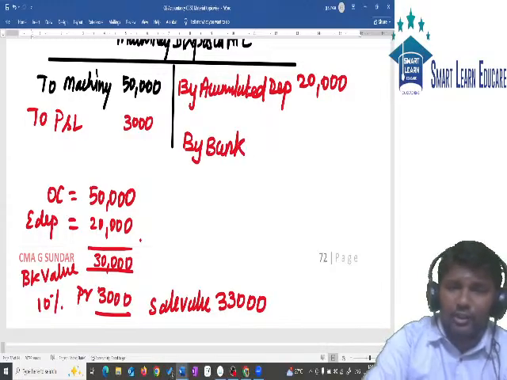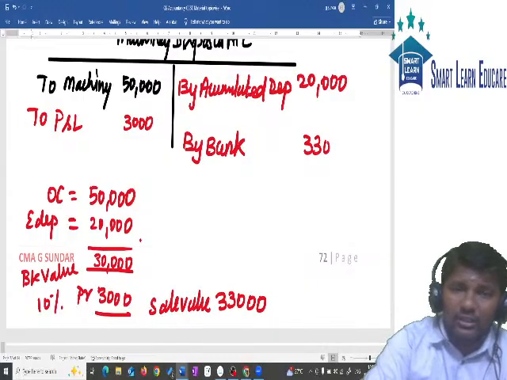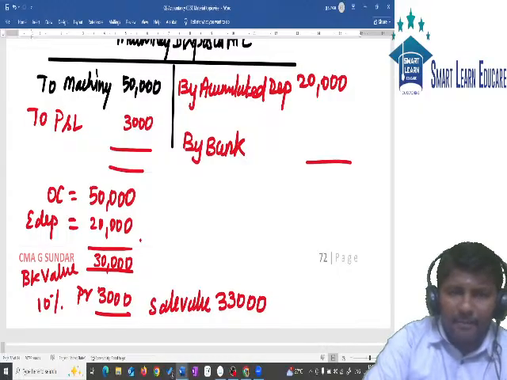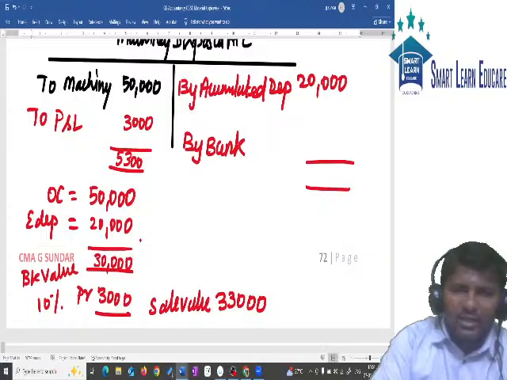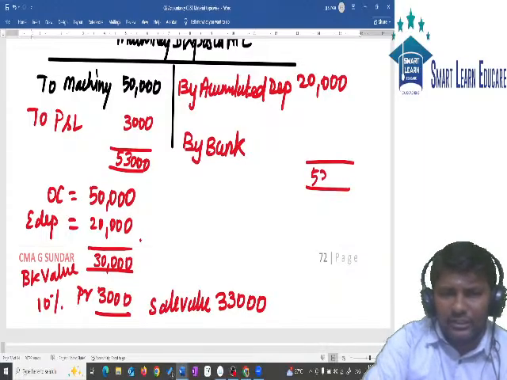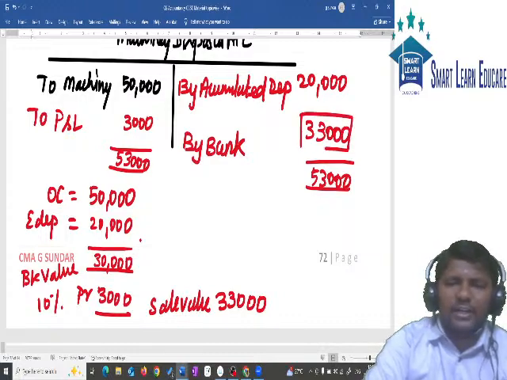We have sold it for 33,000. How do we get 33,000? This is nothing but the balancing figure. Debit side total is 53,000, credit side total is 53,000. 53,000 minus 20,000 will give you 33,000. This 33,000 should be treated as by bank.